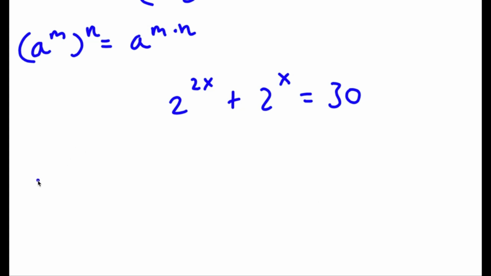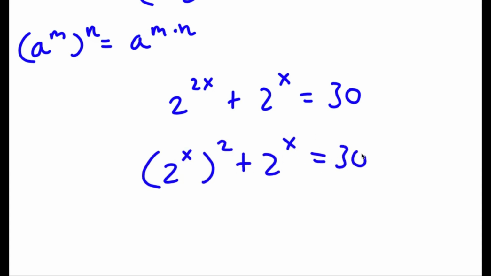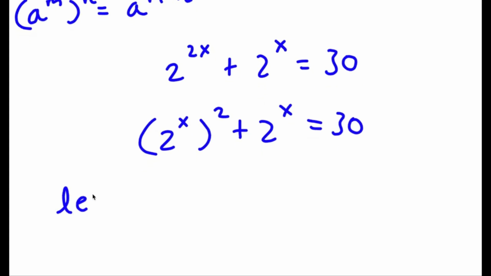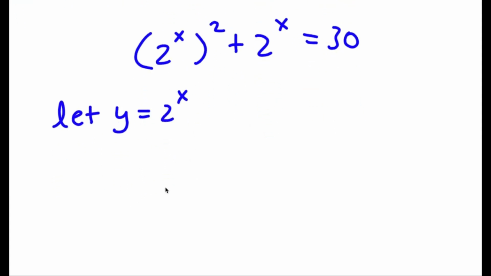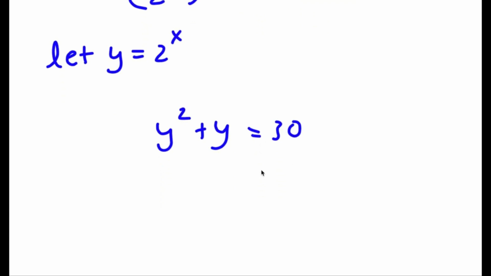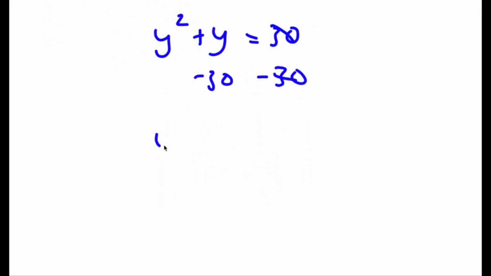Now I'm going to rewrite 2 to the power of 2x as 2 to the power of x to the power of 2. So I have this plus 2 to the power of x, which is equal to 30. Now I'm going to let the variable y equal 2 to the power of x. So now I have y squared plus y is equal to 30. Now if I subtract 30 on both sides, these two cancel out, and I'm left with y squared plus y minus 30 is equal to 0.